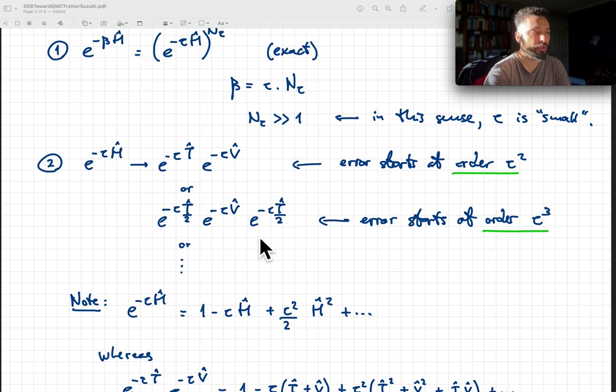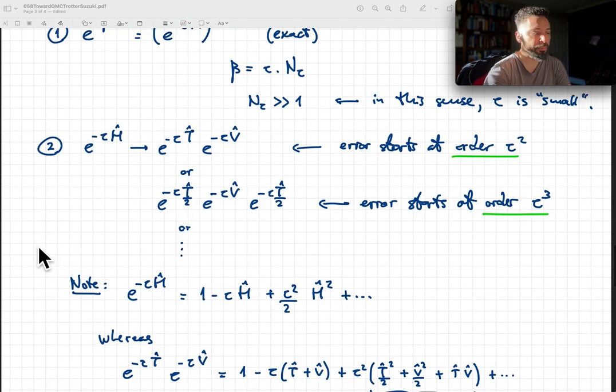So you reveal here with this approximation, or you encode in this approximation, some of the properties of the Hamiltonian that you would expect. So this is a symmetric object, as symmetric as this one, whereas this one is not. So this one you would expect it to be better, and in fact it is. For this one, the error starts at order tau cubed. And you can go on and generate more and more complicated approximations.